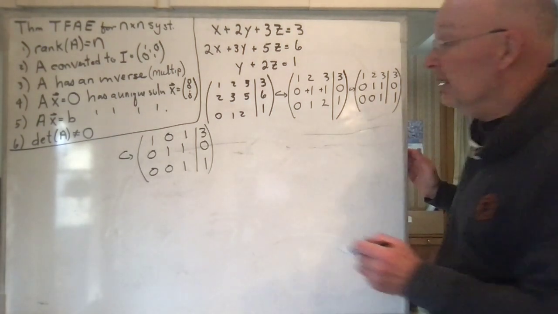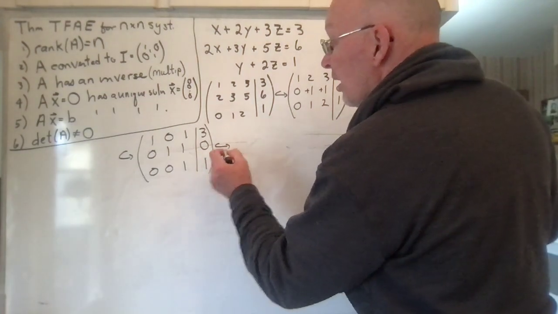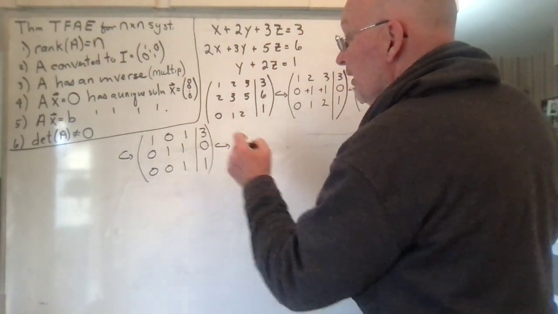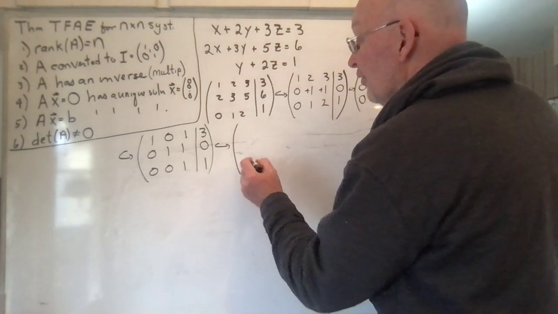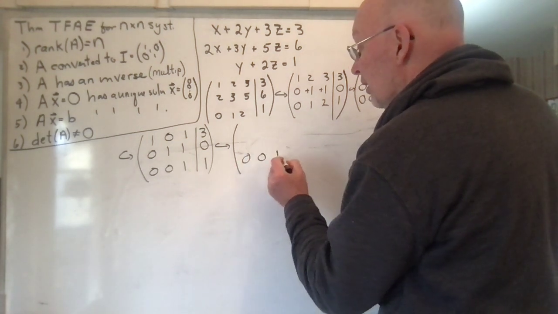And now finally, I can get zeros above this thing. And so I leave the bottom row alone.